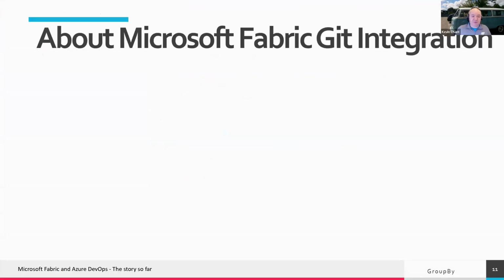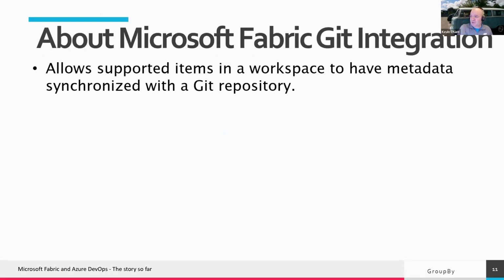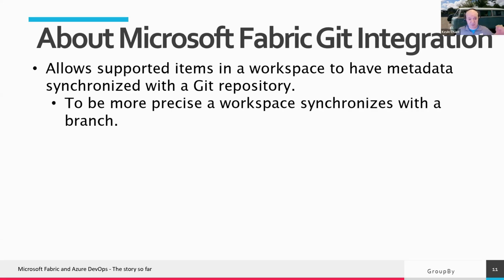So let's move forward to Microsoft Fabric Git integration. So Git integration, as I tend to shorten it for this session, allows supported items in a workspace to have metadata synchronized with a Git repository. And to be more precise, because I want to make sure everybody's fully aware of this, there is a direct connection between a Fabric workspace, like I showed you earlier, and a branch inside the Git repository. It doesn't connect to the entire repository, just one branch. I will show you this shortly.